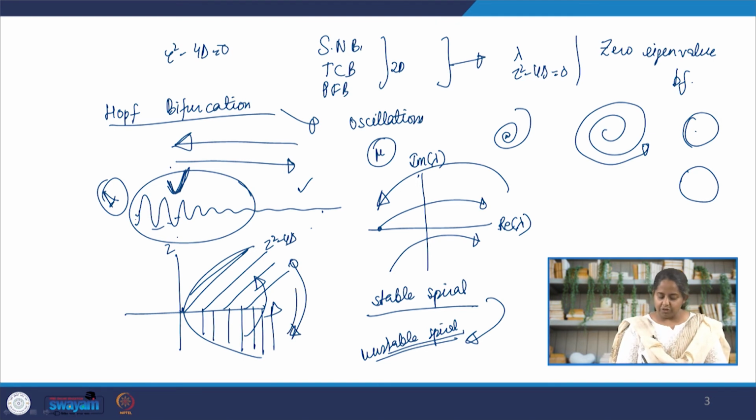Now we have already seen something like this happen in the previous example. If you change the value of A, your bifurcation may move from stable node to stable spiral to unstable spiral, and then unstable spiral to stable node, or in either direction. All of these will come under Hopf bifurcation.